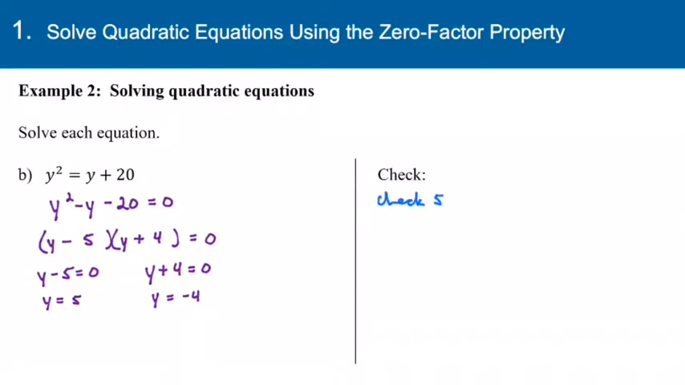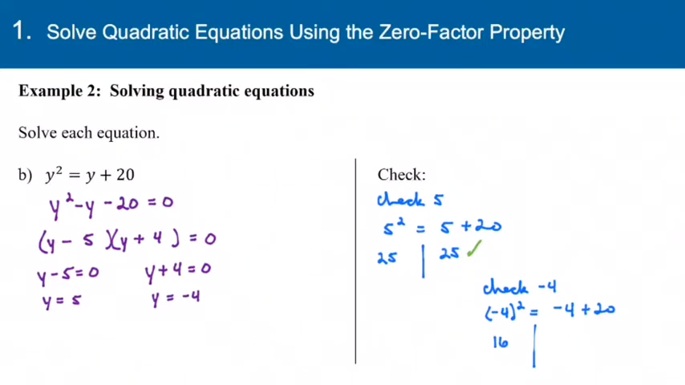If we plug in the 5, then we have 5 squared equals 5 plus 20, just plugging the 5 in place of y. So 5 squared is 25, and 5 plus 20 is also 25, so we have a match. That means 5 is a good solution. And when we check negative 4, we have negative 4 squared equals negative 4 plus 20. Well, negative 4 squared would be positive 16, and on the right side, negative 4 plus 20 is also positive 16, so that's also a good match. And so our solution set is 5 and negative 4.